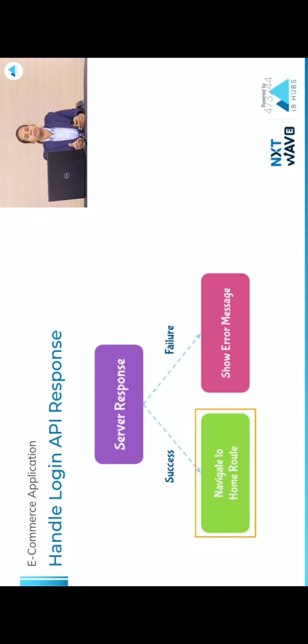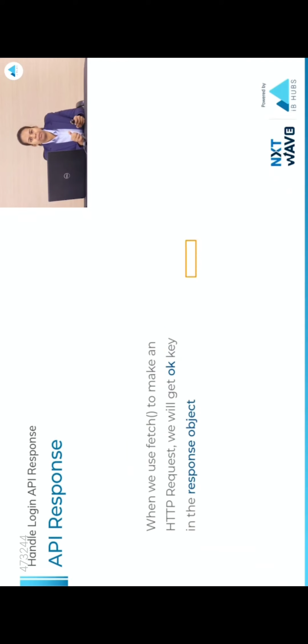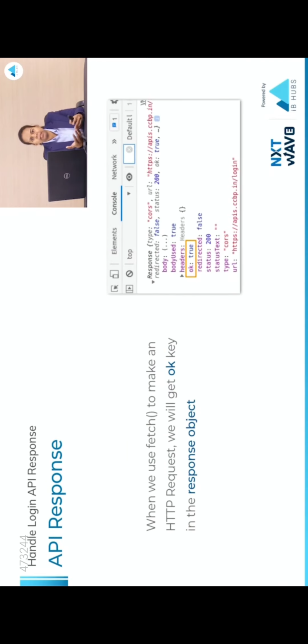So when the server response is successful, we want to navigate to the home route. Okay, so we have to do that step. So let's see how to do that. When we make this fetch, the HTTP request, in the response we will have an OK key, for which we'll have a value as either true or false. This will be present in the response object.